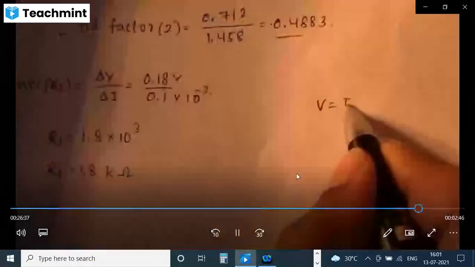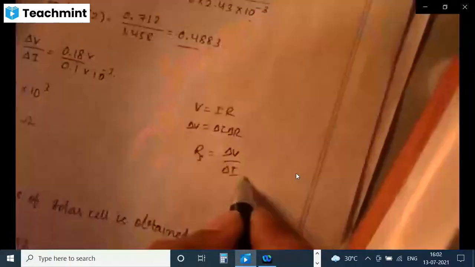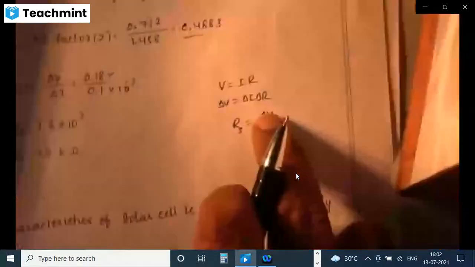Here you can see, taking the readings, noting down what is ISC and VOC for intensity 1 into R. So obviously delta V is equal to delta I into delta R. So from this R value, you can take it as RS is equal to delta V divided by delta I. So how to get delta V? How to get delta I? Yes, you have to go to the graph.